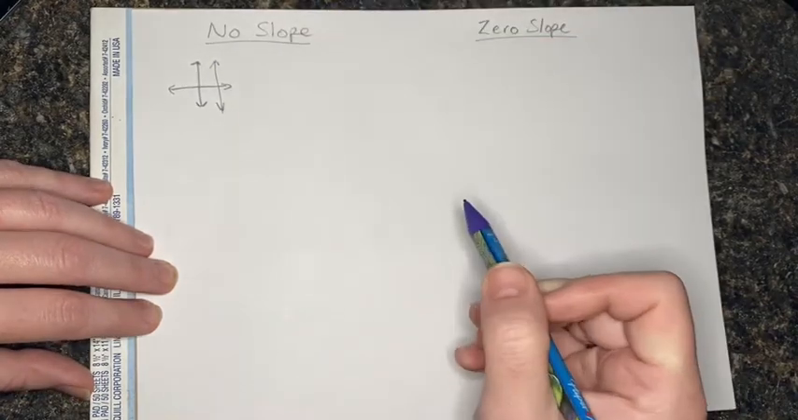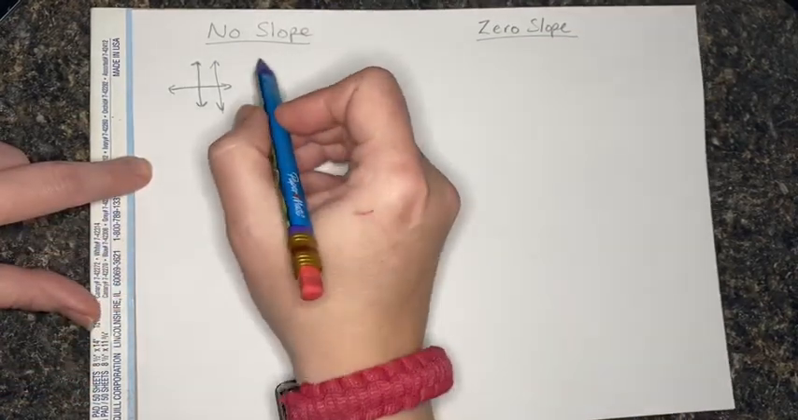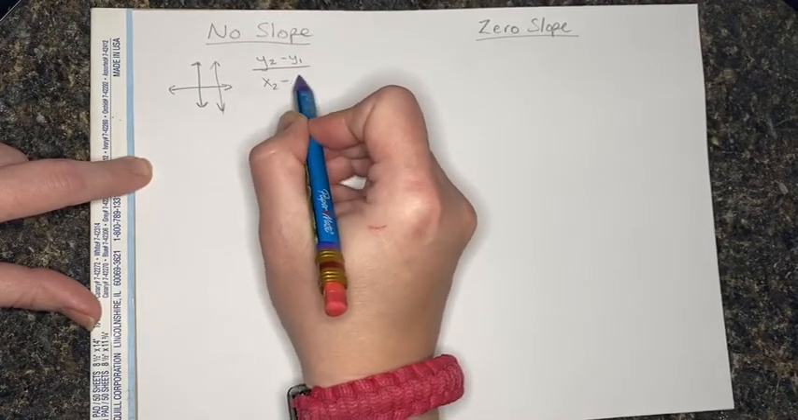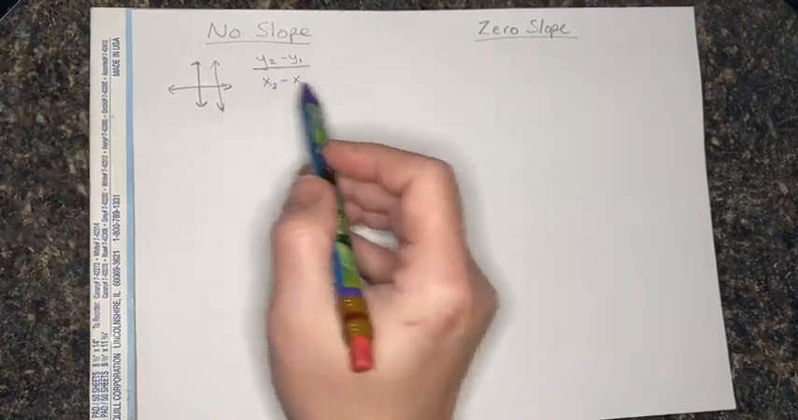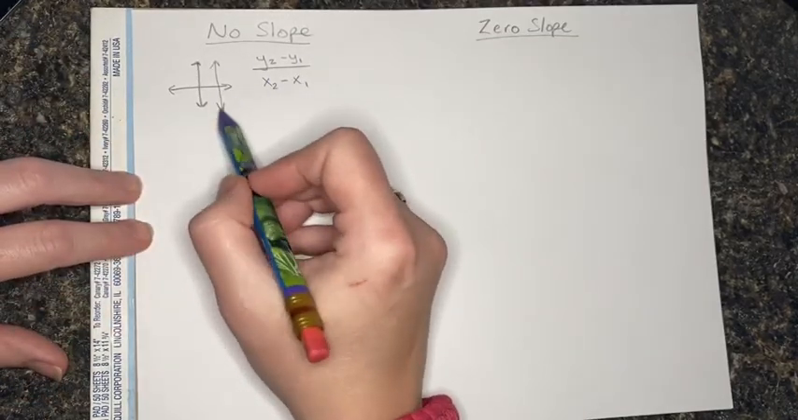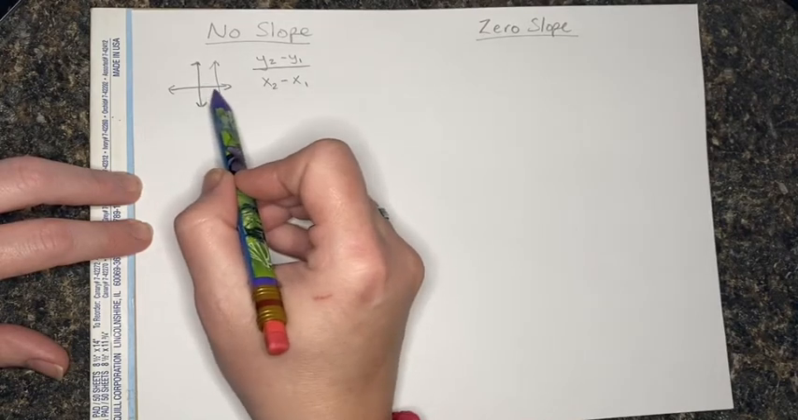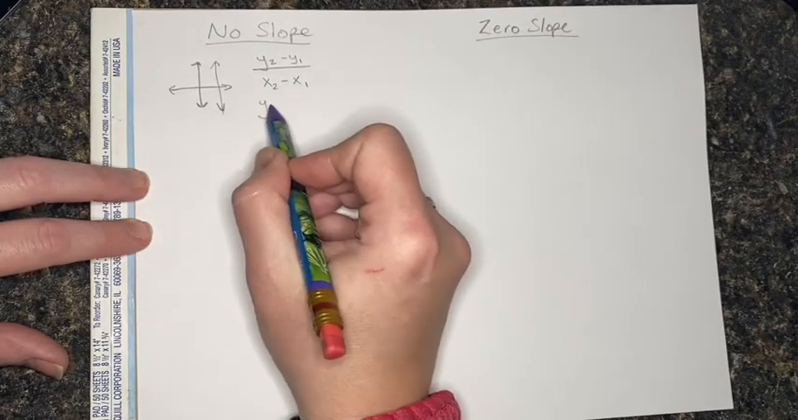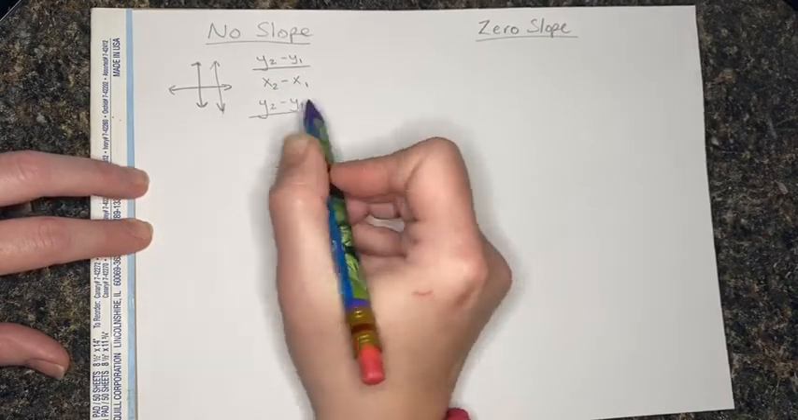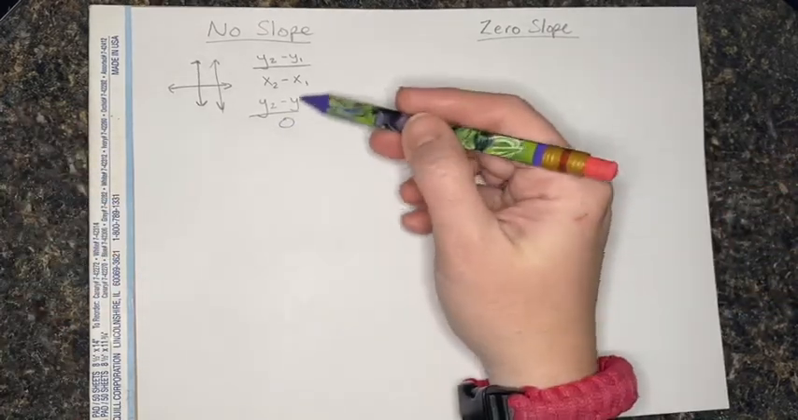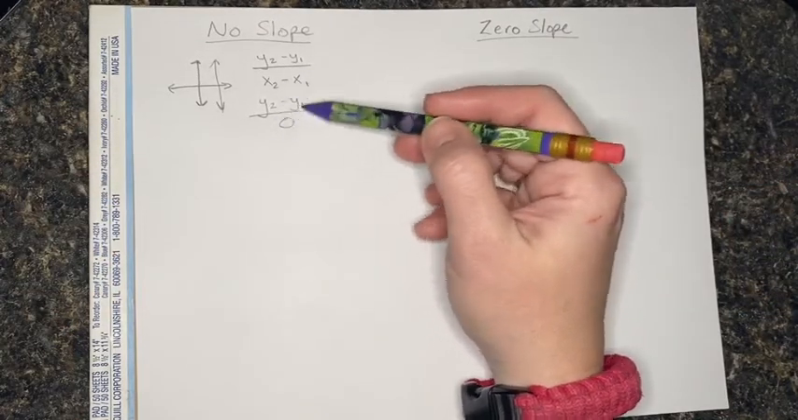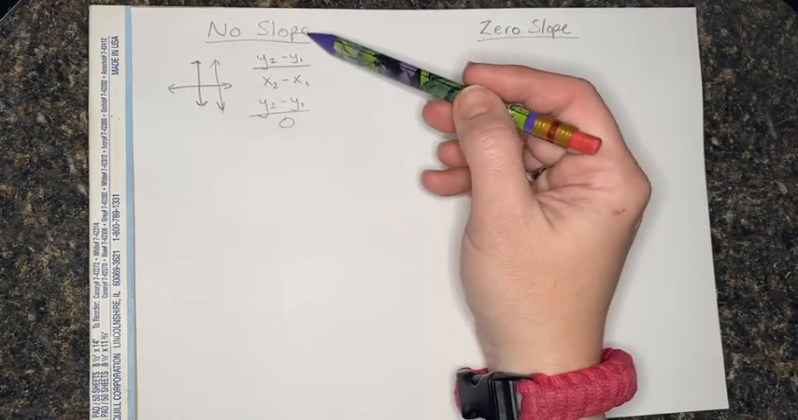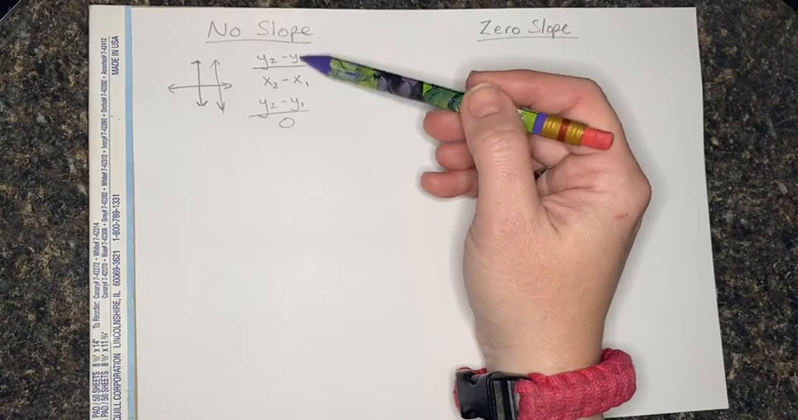parallel to the y-axis. So what happens then is that in our y2 minus y1 over x2 minus x1, in our slope formula, our x doesn't change, right? So our x, say this was 3, then it's going to be 3 minus 3. Well, that's going to be 0. So it ends up being y2 minus y1 over 0. And we know that any fraction with a denominator of 0 is undefined. Therefore, this has no slope.